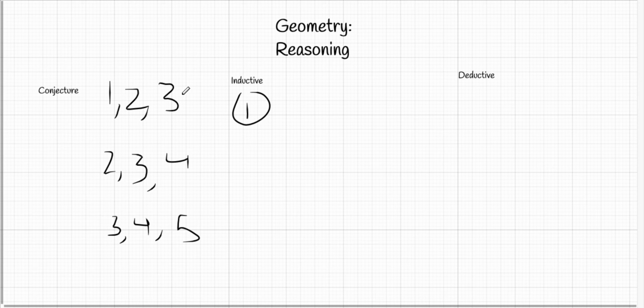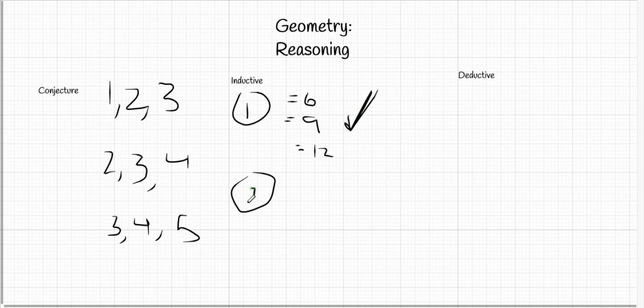We see that the first triplet is 1, 2, 3. What's the sum of that? Well, that's equal to 6. The second one is 2, 3, 4. The sum of that is equal to 9. The third one is 3, 4, 5. The sum of it is equal to 12. Do these fit our conjecture? Our conjecture was that it's always divisible by 3. And all of these numbers, 6, 9, and 12, are divisible by 3. So it fits our conjecture.